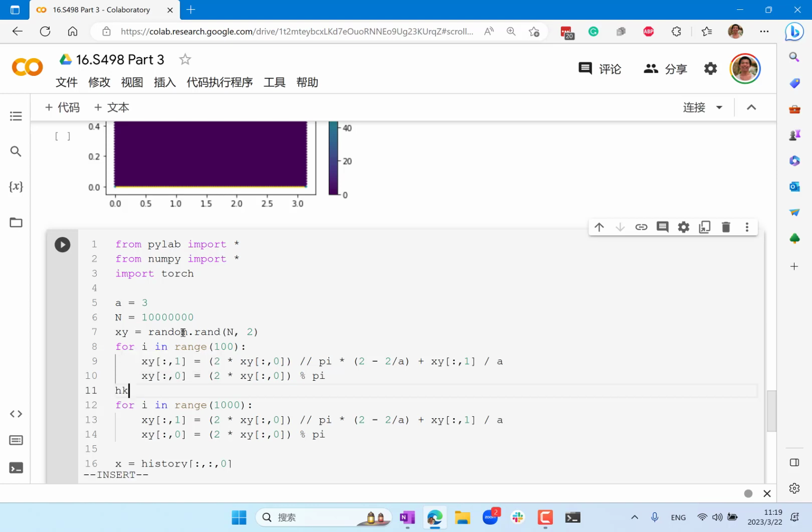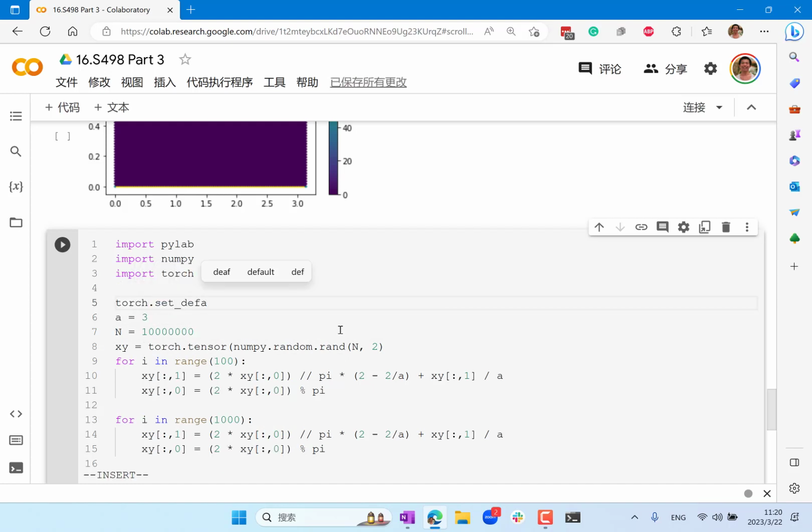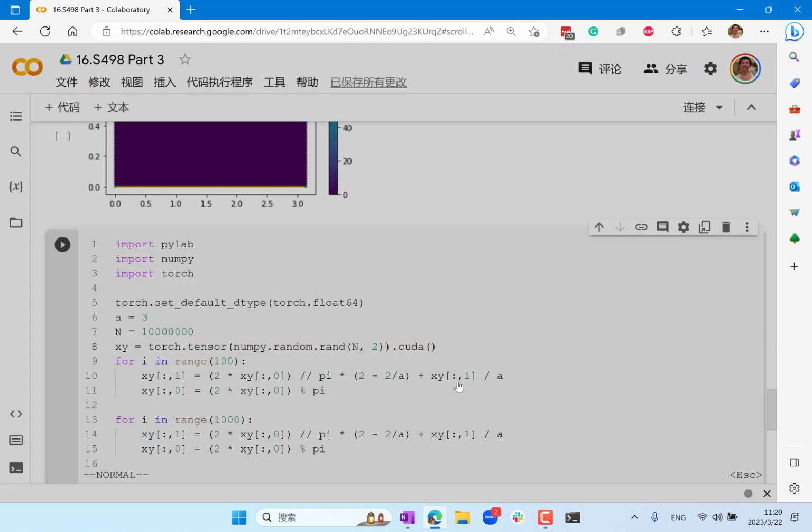Okay, so we are going to have a histogram. So that we don't get confused, the xy would be numpy.random.rand, and let's make it torch.tensor. Let's make sure to set the default dtype precision, because PyTorch defaults to 32-bit floating point, so let's make it a bit more precise. We'll initialize this and put it into GPU, and I've already changed this to GPU.